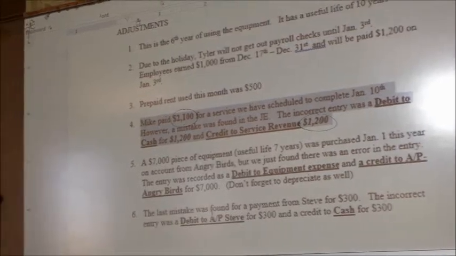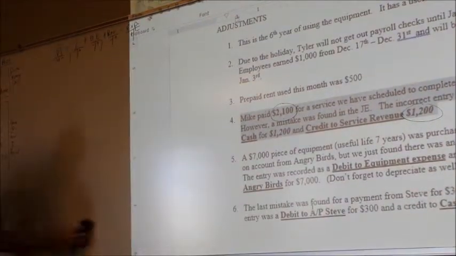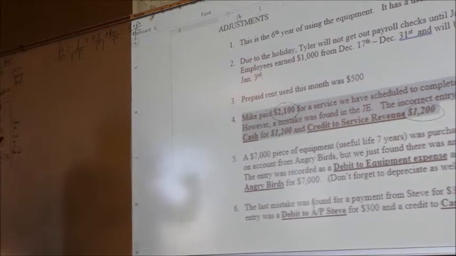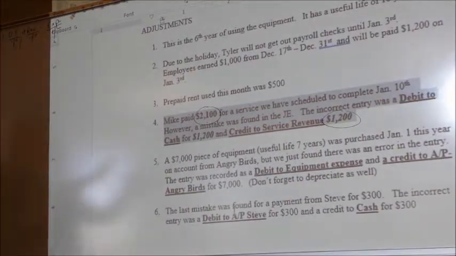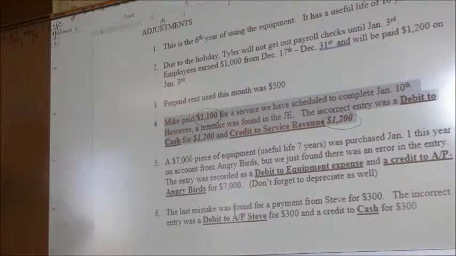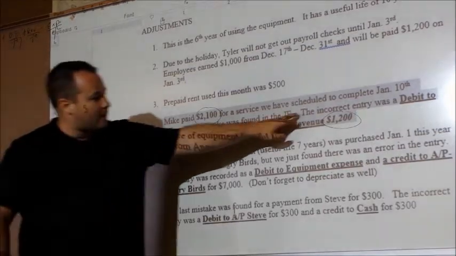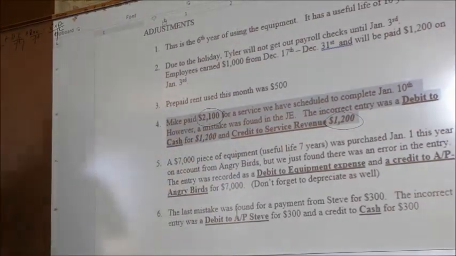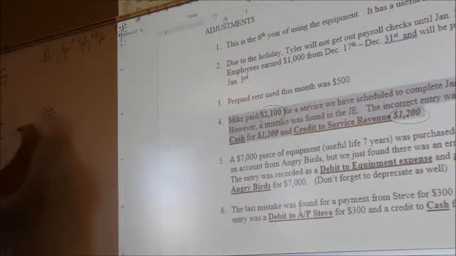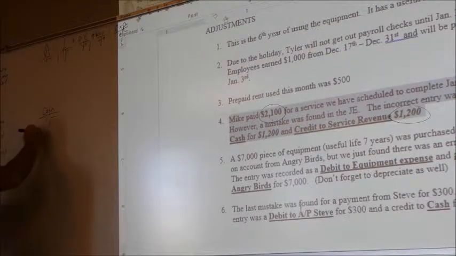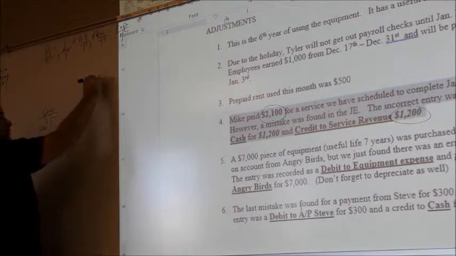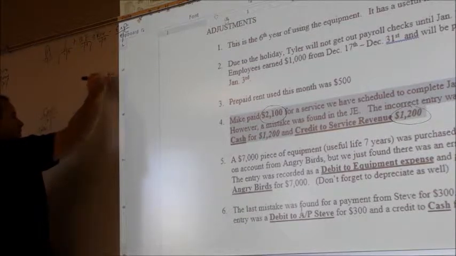There are two different ways to do it. On this one, off to the side somewhere, I would make some pretend T accounts to give you a visual of what happened. I would show in my pretend T accounts, just for my visual, that I had cash originally down for $1,200 and a credit to service revenue for $1,200.